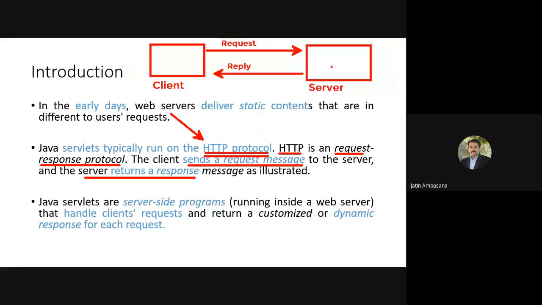Now this request message can contain lots of other things like data, and information about the browser or the machine from which the request has originated. The reply from the server can also contain lots of things, like a file, a web page, or some output, right?